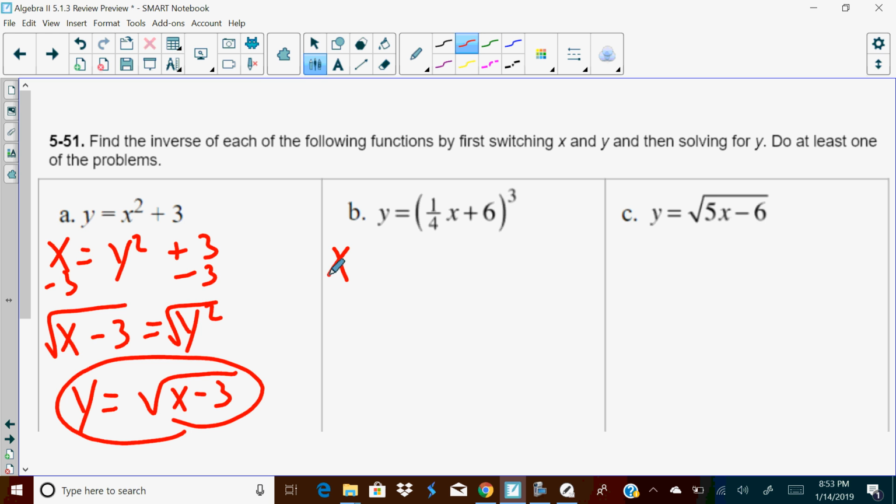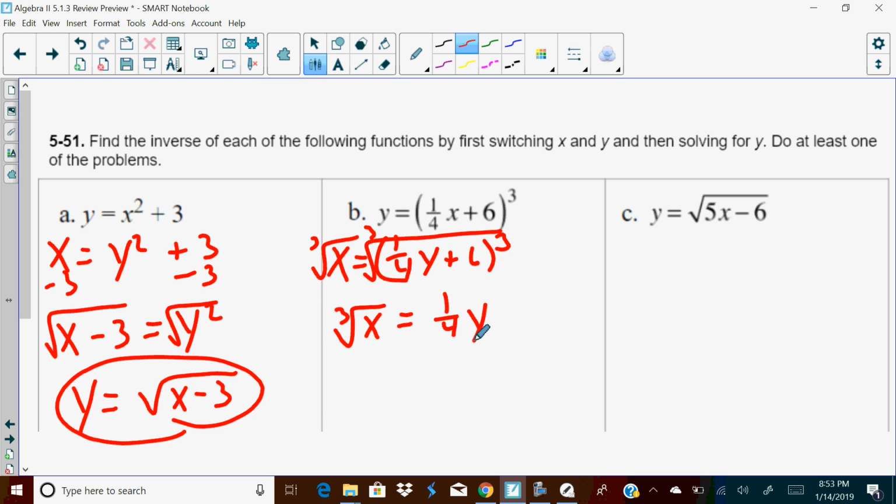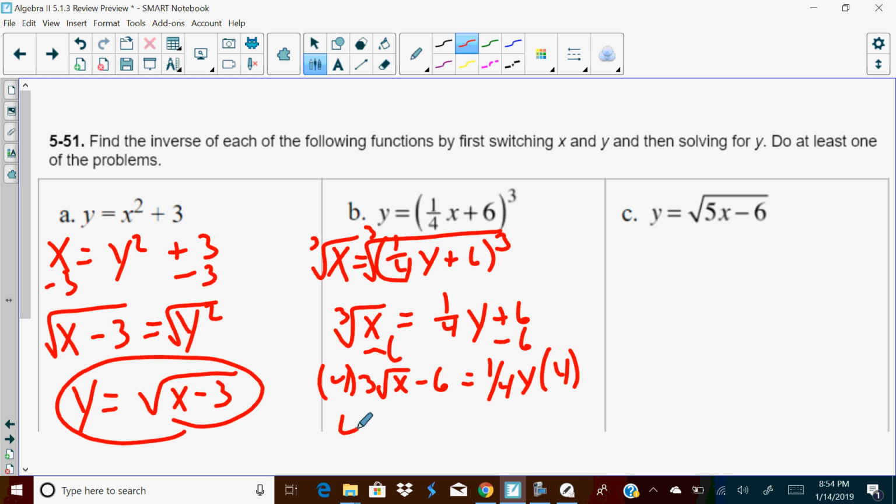For B, I get x equals 1/4 y plus 6 cubed. So first thing I'm going to do is cube root both sides. So I get the cube root of x equals 1/4 y plus 6. So subtract 6. So I get the cube root of x minus 6 equals 1/4 y. I'm going to multiply both sides by 4. So I get 4 times the cube root of x minus 6 equals y.